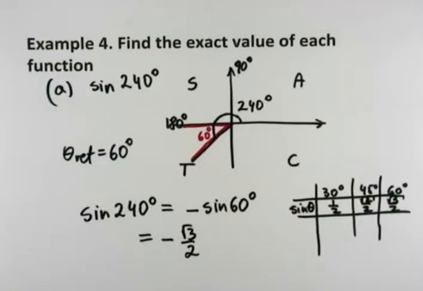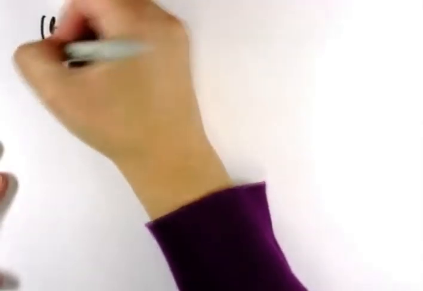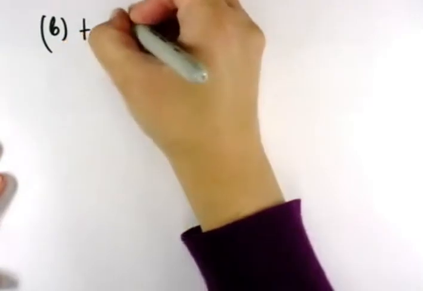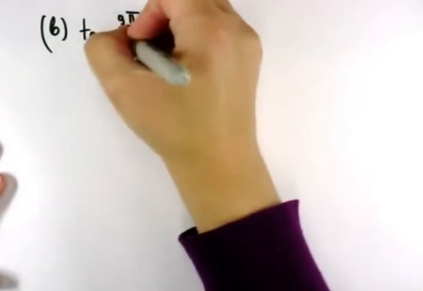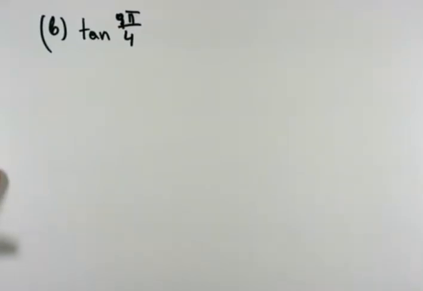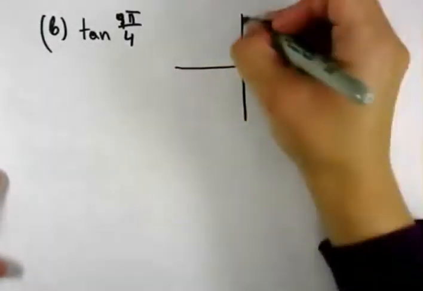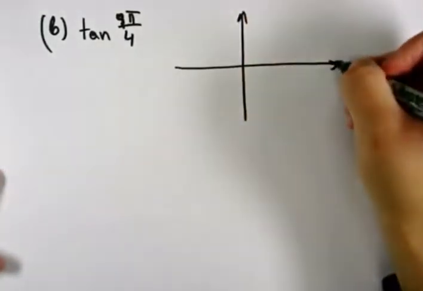Example 2. Find the exact value of tangent 9 pi over 4. So first we need to find the reference angle. Now we need to think in terms of pi.